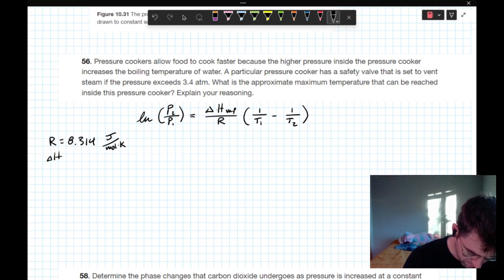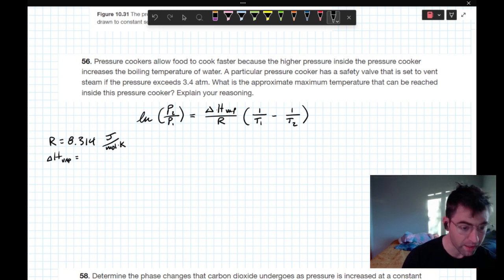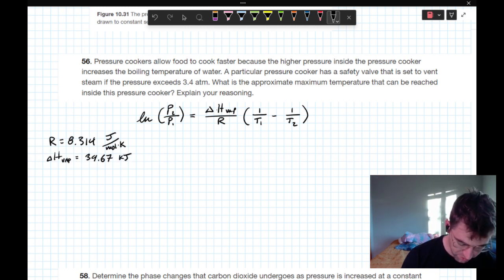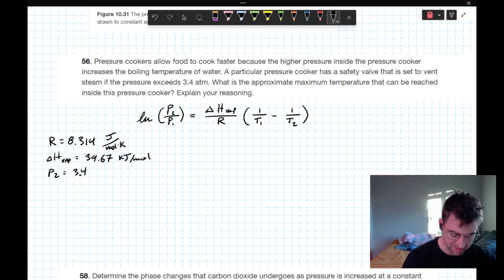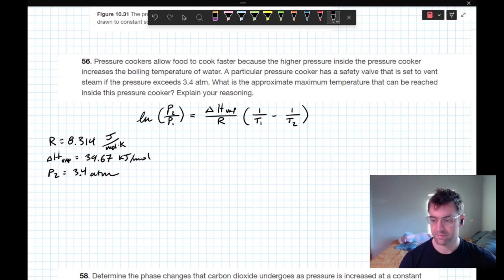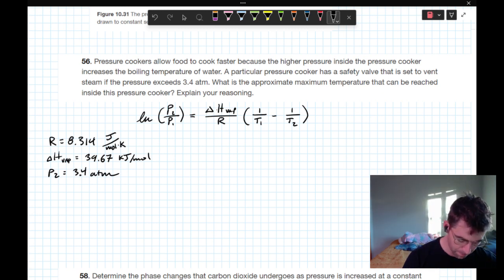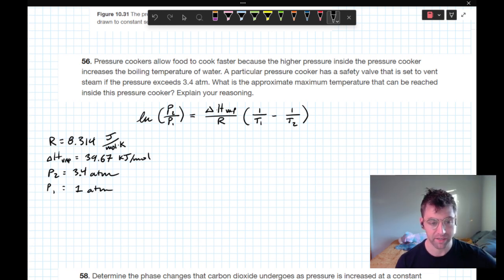The enthalpy of vaporization of water is 39.67 kilojoules per mole. We have a P2 value. This is the pressure that the pressure cooker is set to vent at. So this is the maximum pressure inside our pressure cooker. P1 is simply going to be 1 atmosphere. So that's going to simplify our equation a little bit.